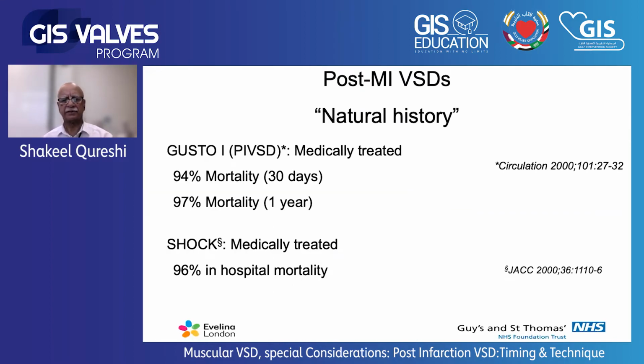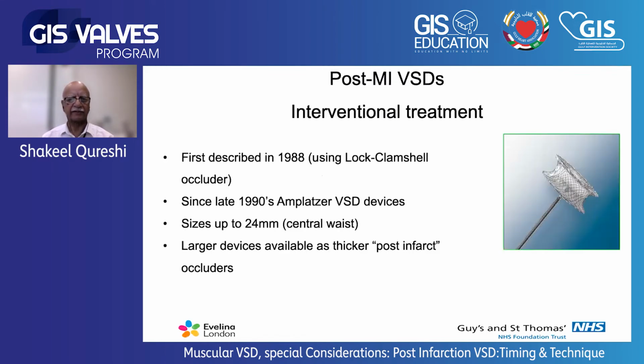Natural history studies back in 2000 in Circulation and JACC showed, in one study, the GUSTO-1 post-infarct VSD study of patients that were medically treated, a very high mortality, approaching 94% at 30 days and 97% at 1 year. And then another study, SHOCK, which consisted of medically treated patients, showed an in-hospital mortality of 96%. So medical treatment is not very satisfactory.